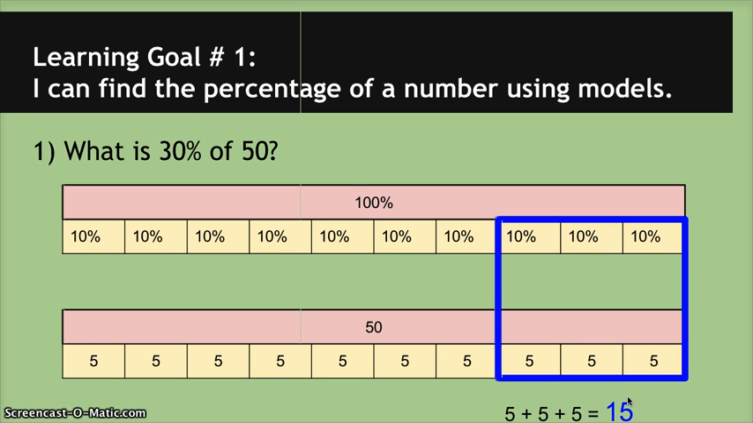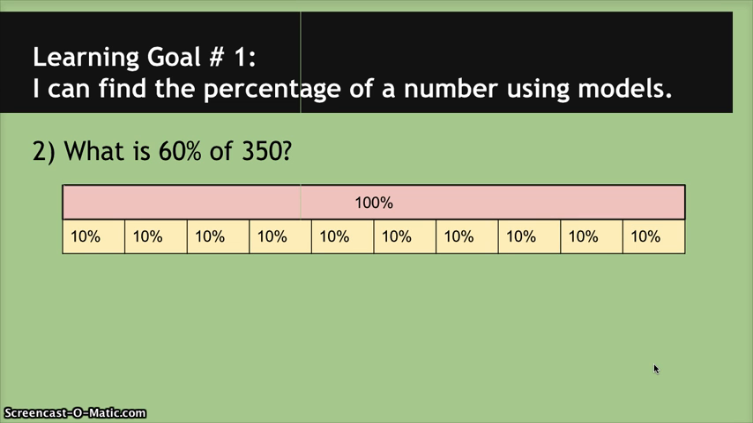So to review, we found 30% of 50 by using a bar model. We divided our number 50 by 10 and got 5. And we compared 30% here with what 30% would be down here, which is 5 plus 5 plus 5, and that's 15.